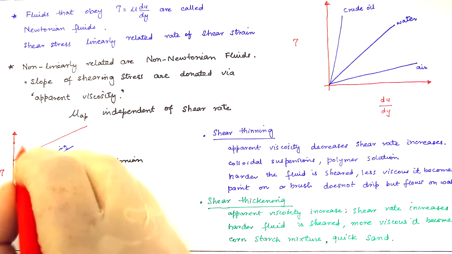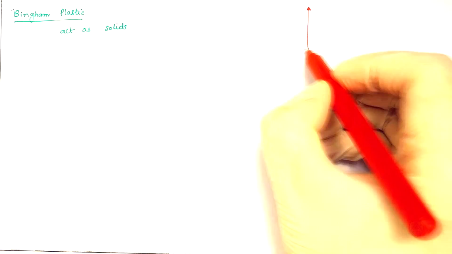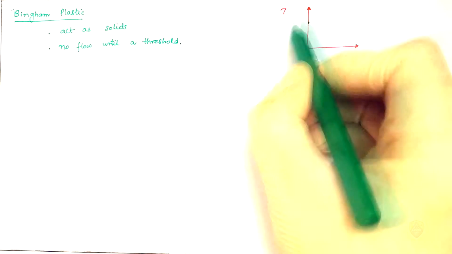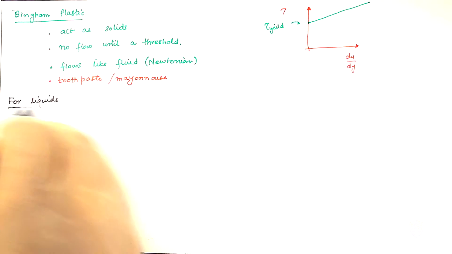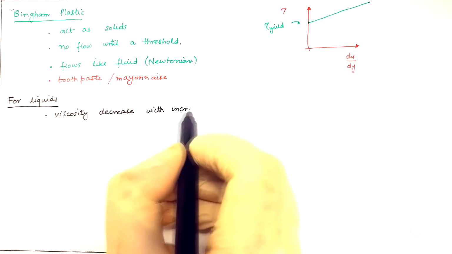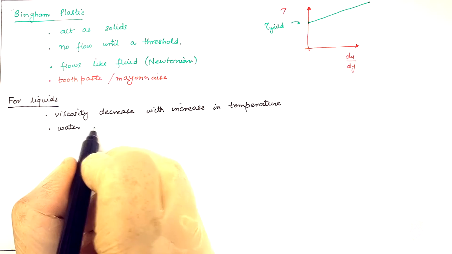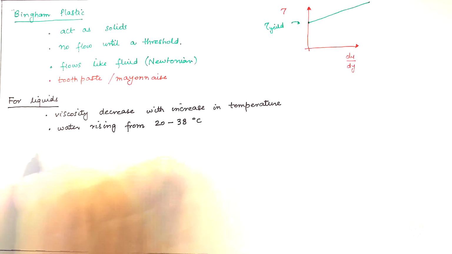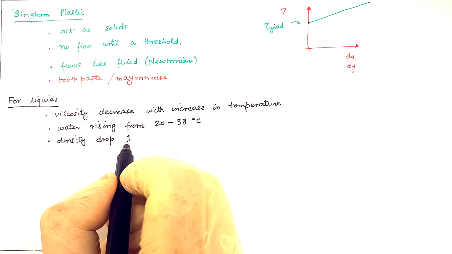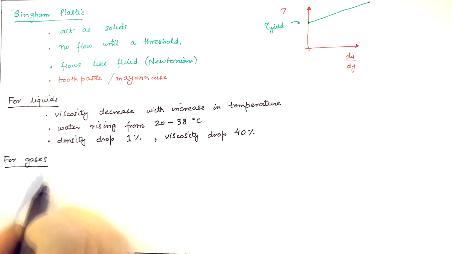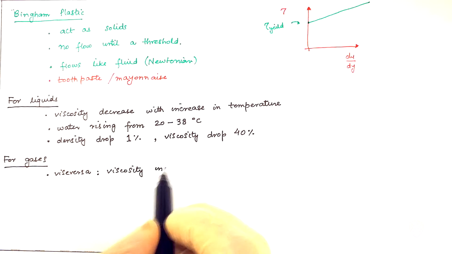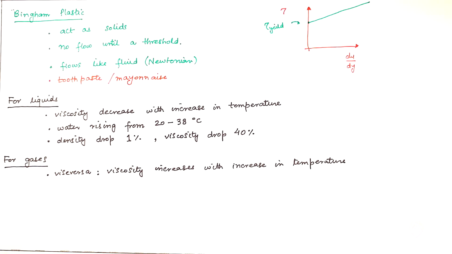Then there exists a special kind of fluid called Bingham plastic. Bingham plastics act as solids, they have no flow until a threshold, after which they flow like Newtonian fluids. You can see this in our daily life such as toothpaste, mayonnaise. For liquids, viscosity decreases with increase in temperature. If water temperature rises from 20 to 38 degrees Celsius, density drops only 1% but viscosity drops to 40%. For gases, it is vice versa. For gases, viscosity increases with increase in temperature.